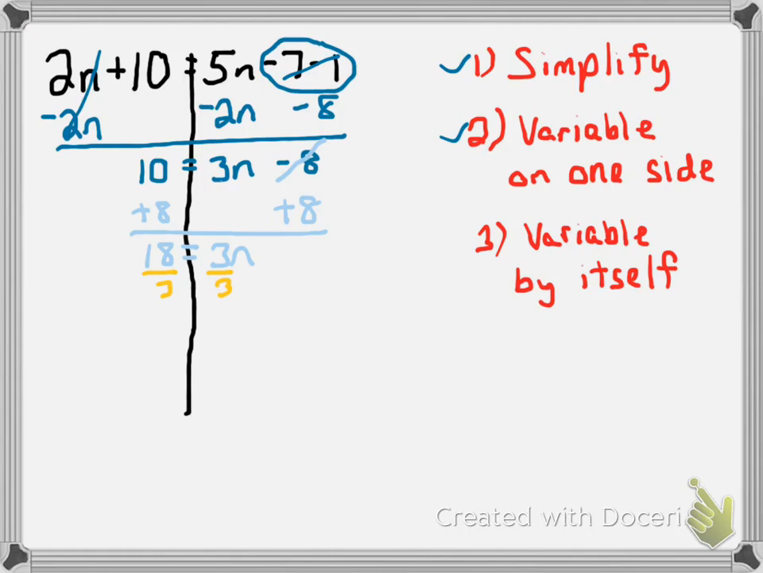18 divided by 3 is 6. 3 divided by 3 is 1, which is understood to be in front of the n. I don't have to write it. I could also write n equals 6.